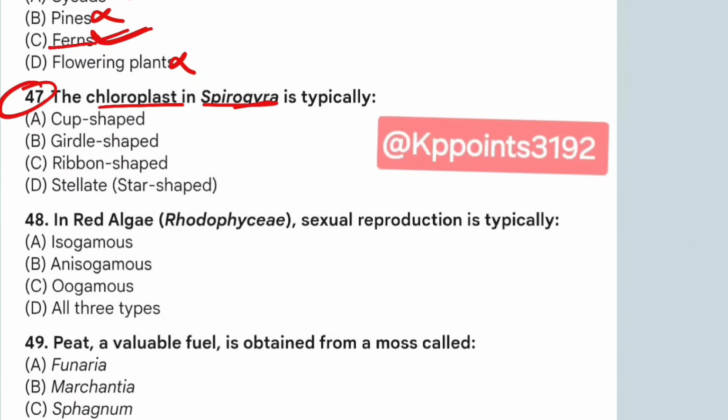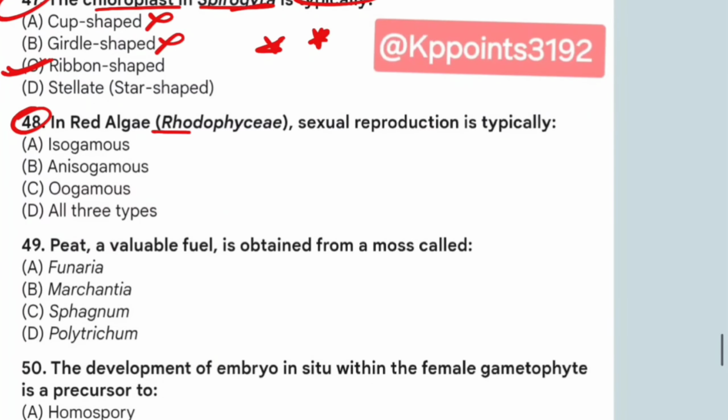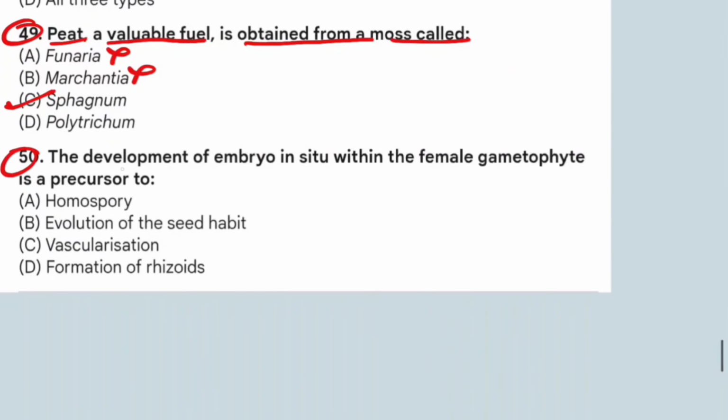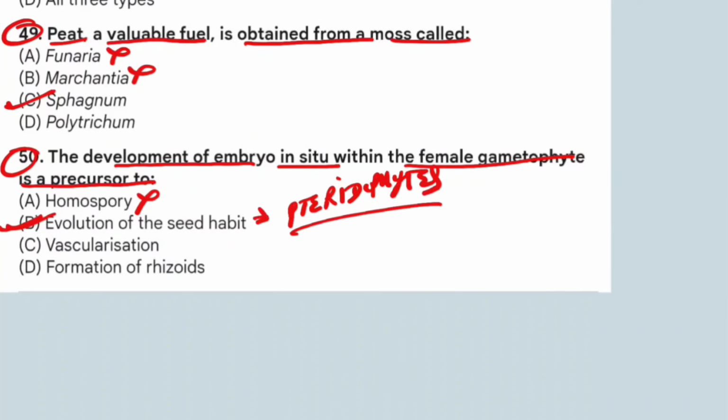47. The chloroplast in Spirogyra is typically cup-shaped? No. Girdle-shaped? No. Ribbon-shaped? Yes. Most important question. Number 48. In red algae, Rhodophyceae, sexual reproduction is typically isogamous? No. Anisogamous? No. Oogamous? Yes. Number 49. Peat, a valuable fuel, was obtained from a moss called Funaria? No. Marchantia? No. Sphagnum? Yes. Question number 50. The development of the embryo in situ within the female gametophyte is a precursor to homospory? No. Evolution of the seed habit? Yes, starting in Pteridophytes. This is the rapid fire of the top most important 50 questions of Kingdom Plantae.